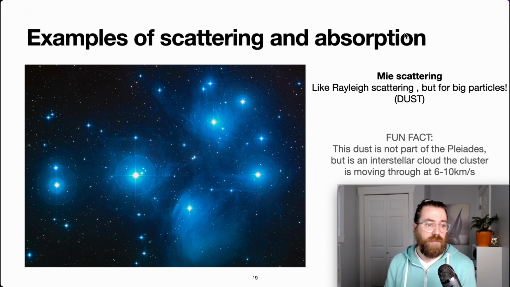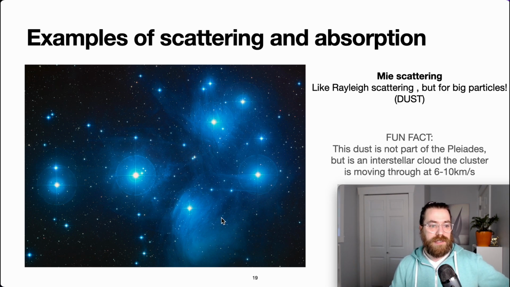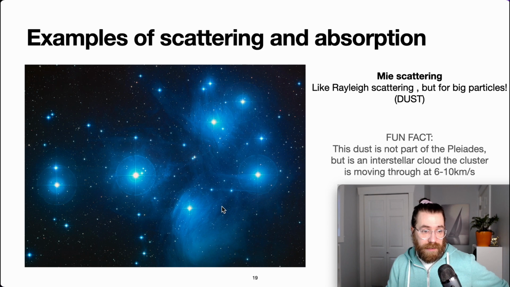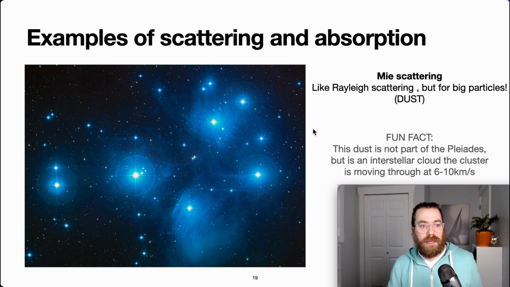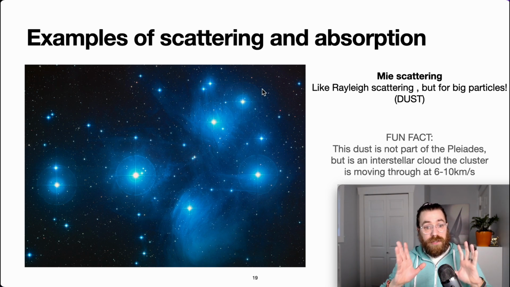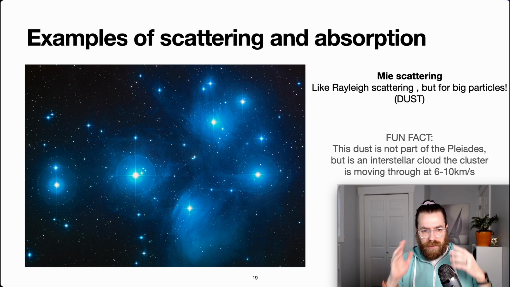And so here is one of the best examples of scattering, particularly Mie scattering at work. There's Rayleigh and Mie scattering going on here. And that is what's known as the Pleiades nebulosity. So you can't see this by eye. This is the Seven Sisters. This is the Pleiades, Subaru as it's known. This is a very famous set of young stars, something like 100 million years old, very young stars.